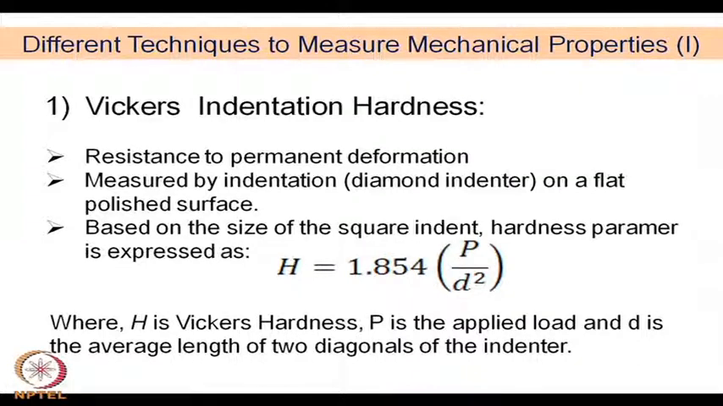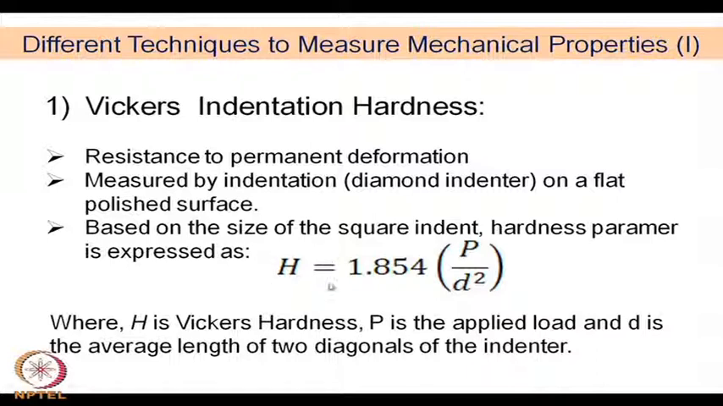The hardness parameter, in a simplified way, is actually 1.854 into P by D square, where P is the applied load. In fact, as you are possibly aware, in a Vickers indentation hardness test one can vary the load depending on the hardness, depending on the surface and many other parameters. So, depending on the hardness one can vary the load. So, load is an important parameter to calculate the hardness.